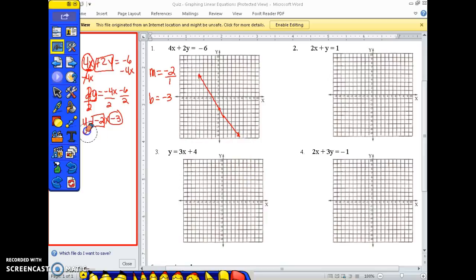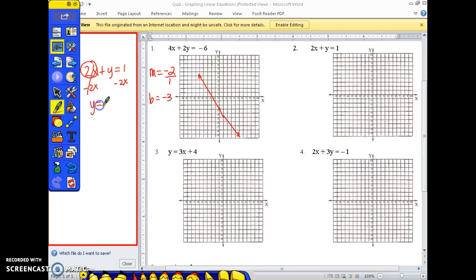Number 2. 2x plus y equals 1. Y is not by itself, so I want to get rid of everything that's on the left side except for my y. I have 2x. I'm moving the whole 2x over. It's not the coefficient of y, so I'm moving the whole thing over. 2x minus 2x leaves me with y. I cannot combine 1 and -2x, so I just write them beside each other.